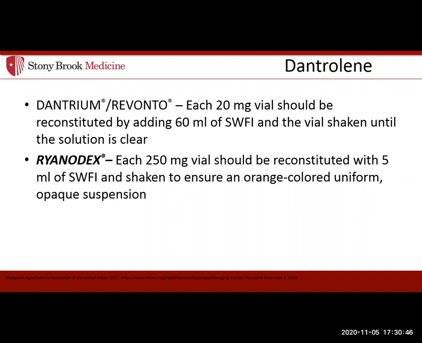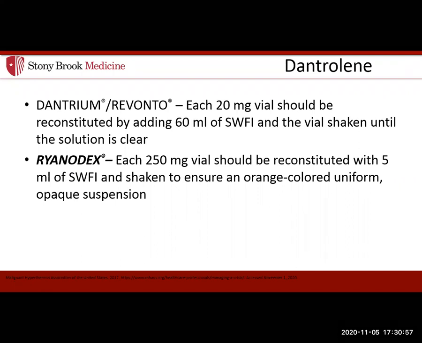And dantrolene is also a vesicant. So if we're pushing a large amount of volume in, let's say, a not so stable IV line, we may cause our patients to extravasate, and therefore they're just having another problem that they could have avoided. So now we'll just be talking about Ryanodex for the rest of the presentation.